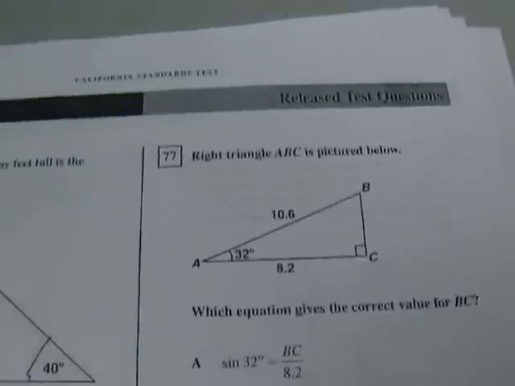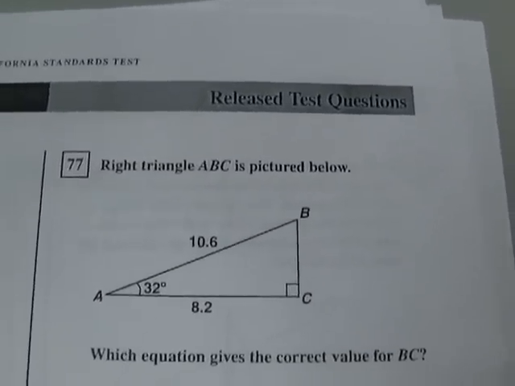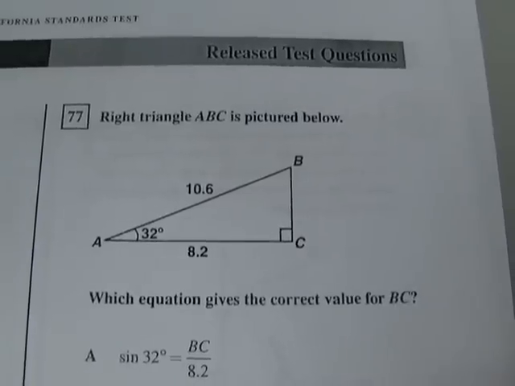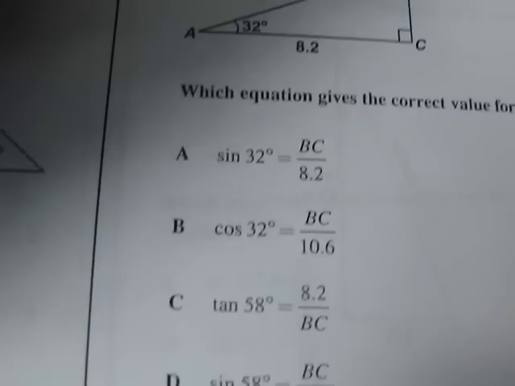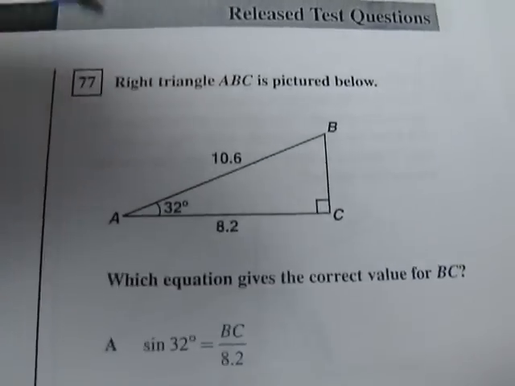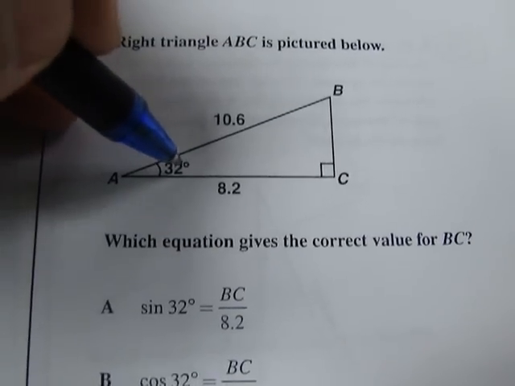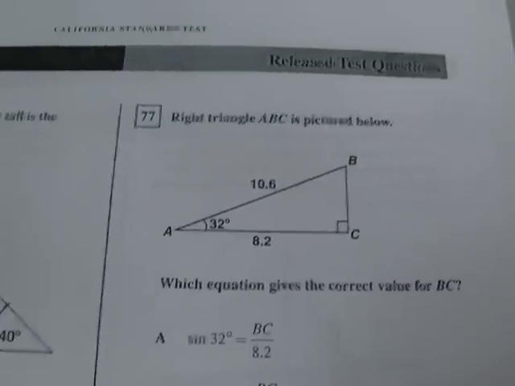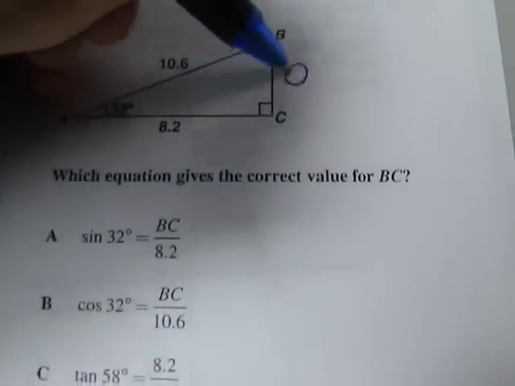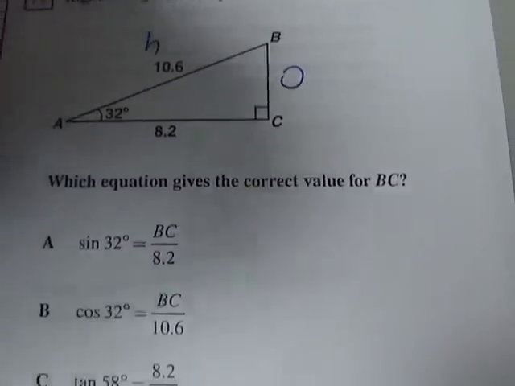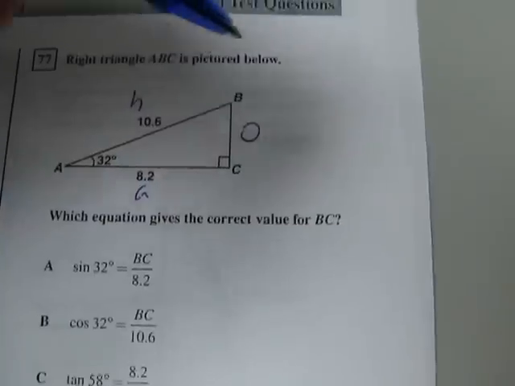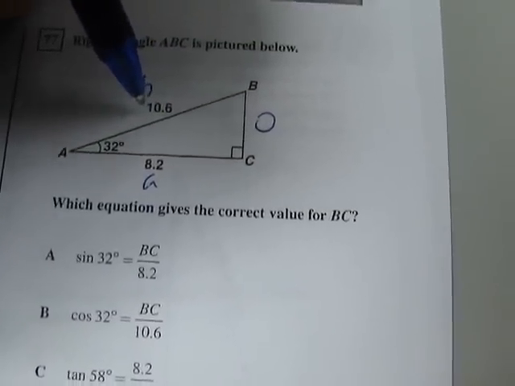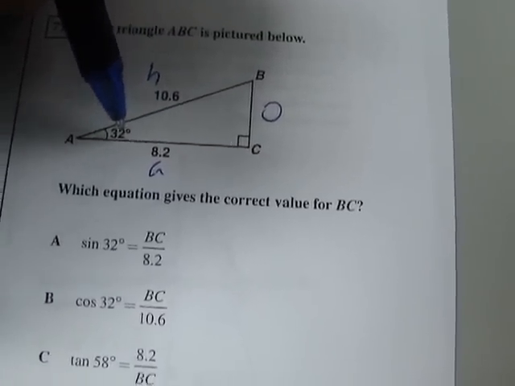Now we're going to do number 77. Right triangle ABC is pictured below. Which equation is correct for BC? Okay, so this one has a little bit of a trick to it. If we're using this as our angle of record, then to find BC, you can say that BC, of course, is the opposite, and this is the hypotenuse, and this is the adjacent. So you can say that BC over AB is the tangent of, or sorry, is the sine of 32.